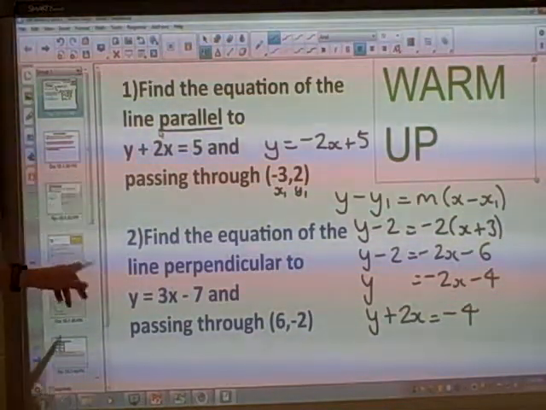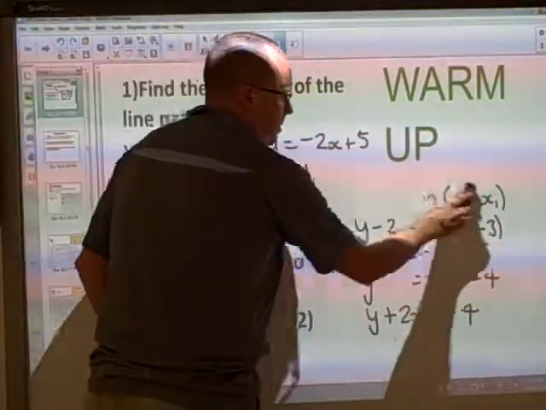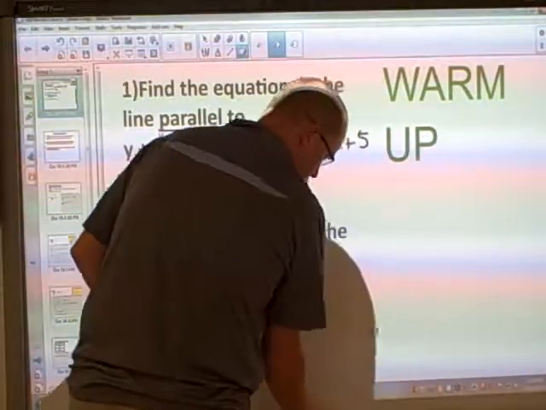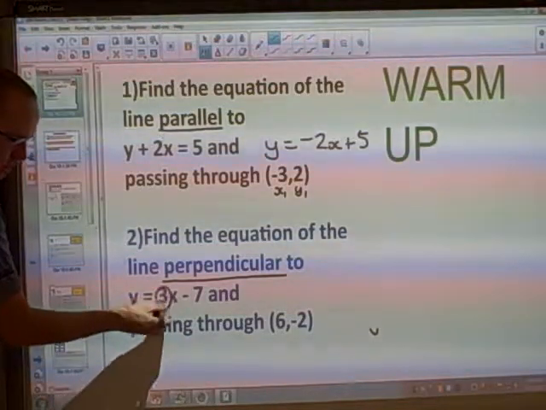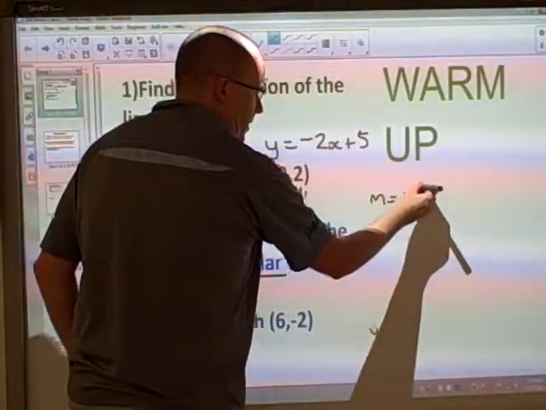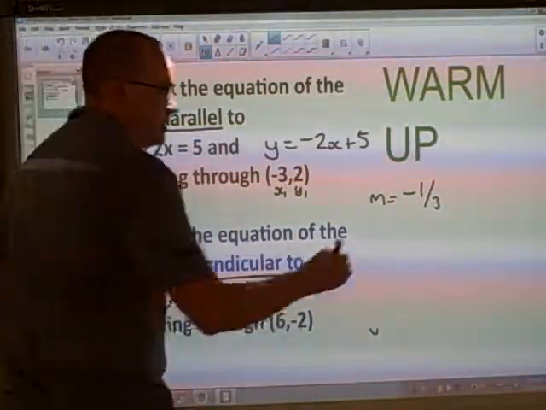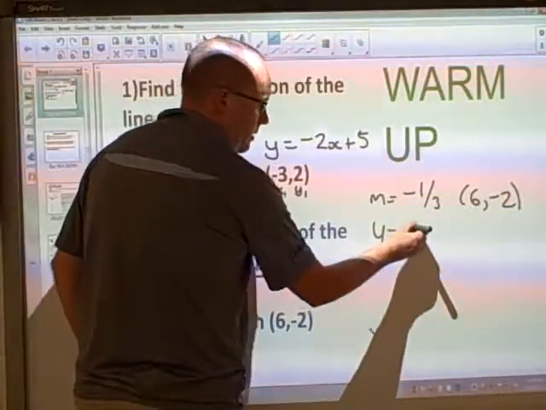Now when we get to question 2, slight change for this one. This one says perpendicular. So the key thing to remember about perpendicular slopes is that they're going to be negative reciprocals. So the slope for this one, actually this is in slope-intercept form already, so we can see that it's 3. Therefore the slope that we're going to use is going to be negative reciprocal of that, negative 1/3. We've got the point (6, negative 2) as well. And we're just going to use point slope formula again.